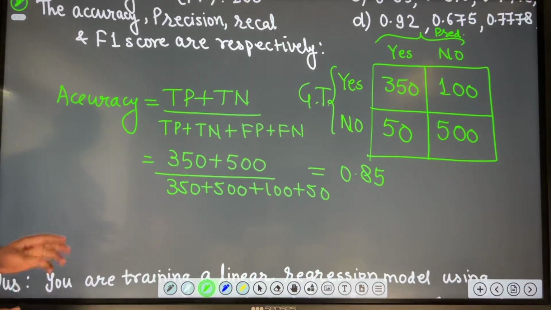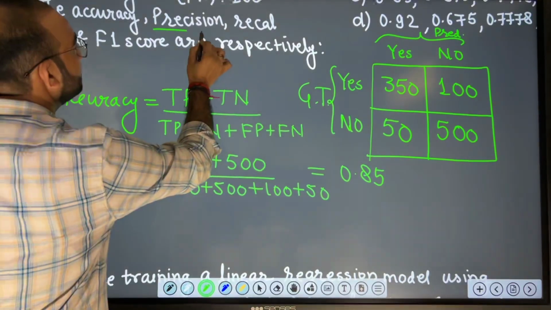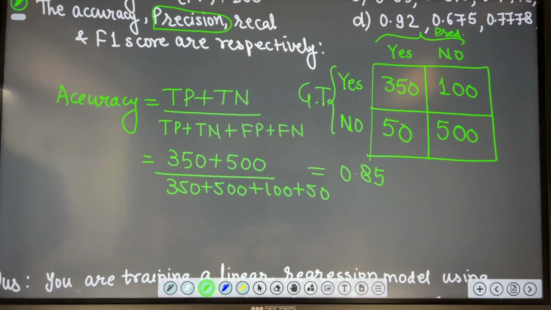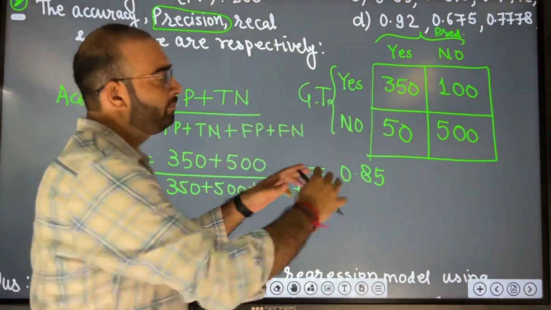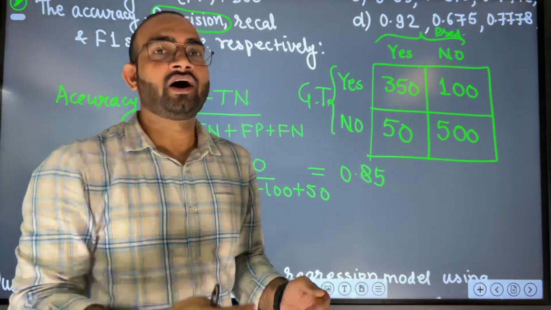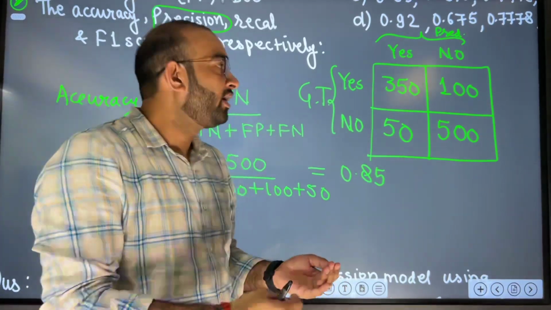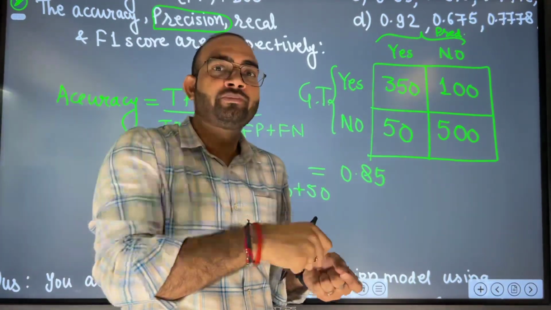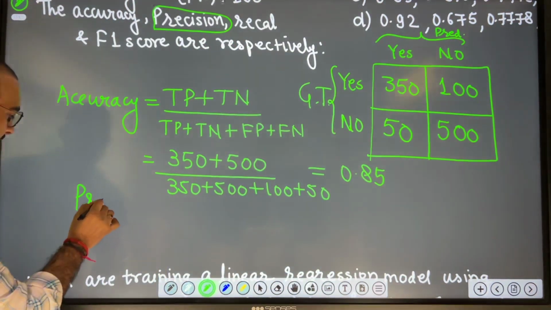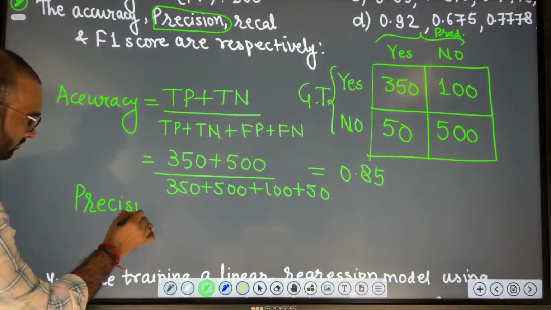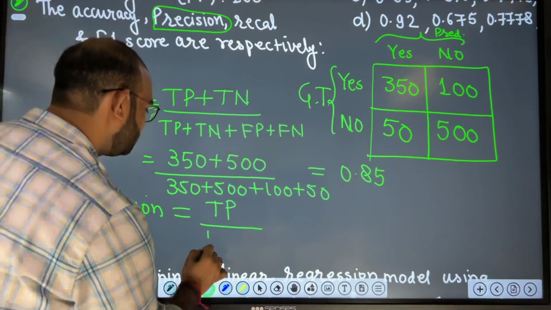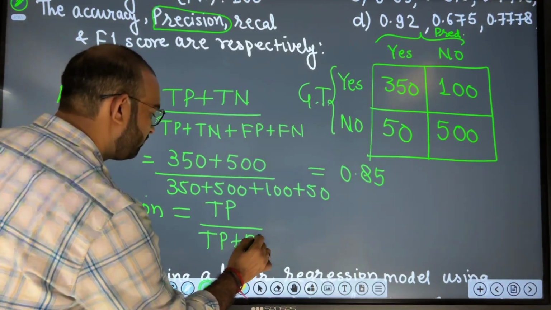Now we'll talk about the second one, precision. How precise our model is. So how can we define precision? Among all the positives, whether true positive or false positive, how many are actually positive? So precision is true positive upon true positive plus false positive.